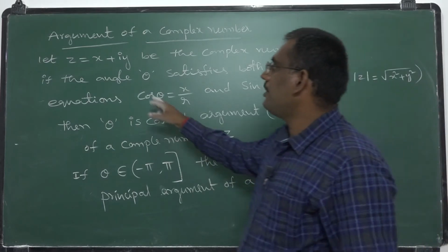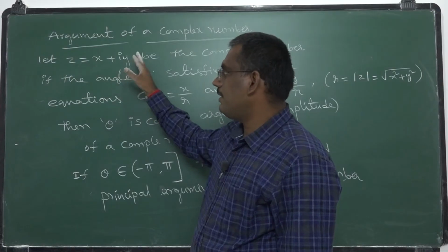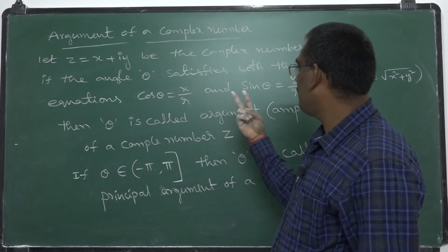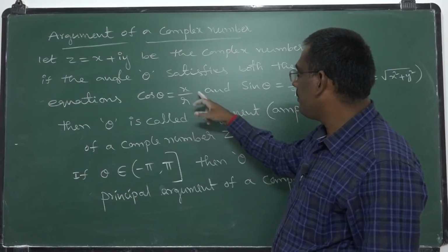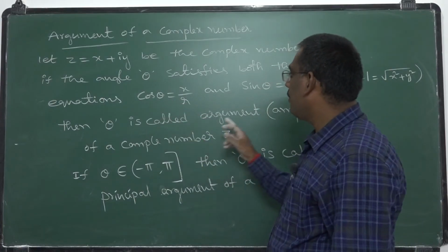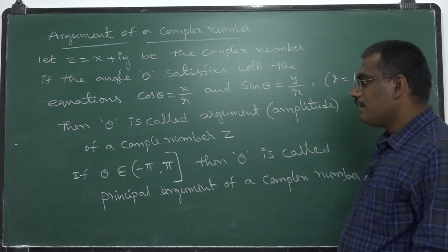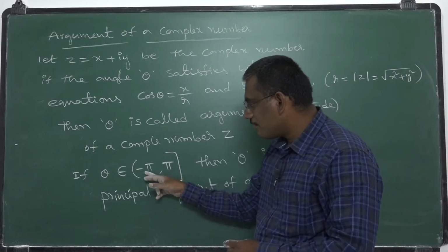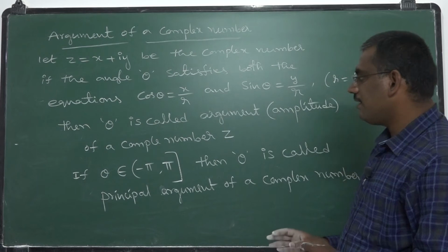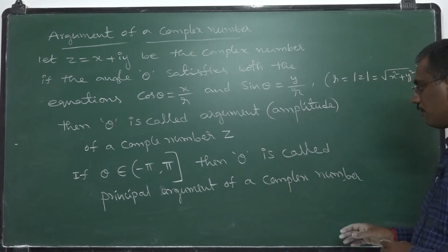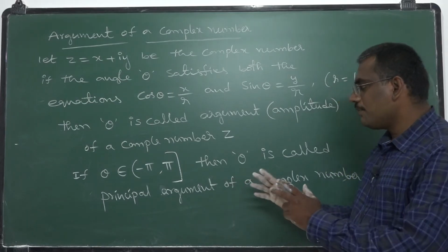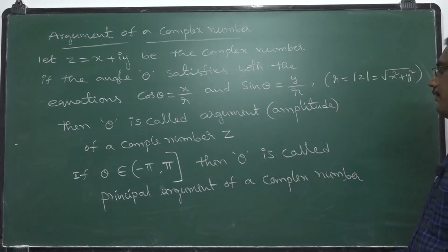Suppose first I am going to take one complex number z equal to x plus iy. If the angle theta satisfies two equations, cos theta equal to x by r and sin theta equal to y by r, then the angle theta is called argument of a complex number. If theta lies in the interval minus 180 open bracket to 180 closed bracket, then that angle theta is called principal argument of a complex number, that is the principal value of argument of a complex number z.